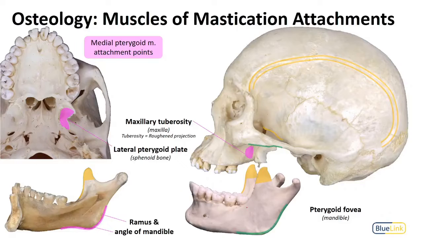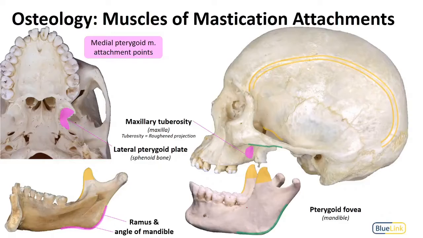The next set of muscles are found medial to the mandible. So the first two we talked about, the temporalis and the masseter, are found mostly lateral to the mandible. These next two, the pterygoid muscles, are found medial to the mandible. We're going to start with the medial pterygoid muscle, which is the most medial of these muscles.